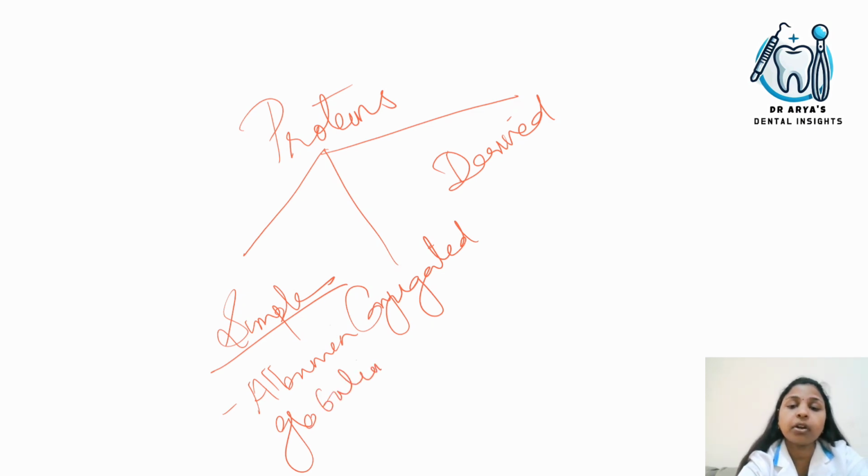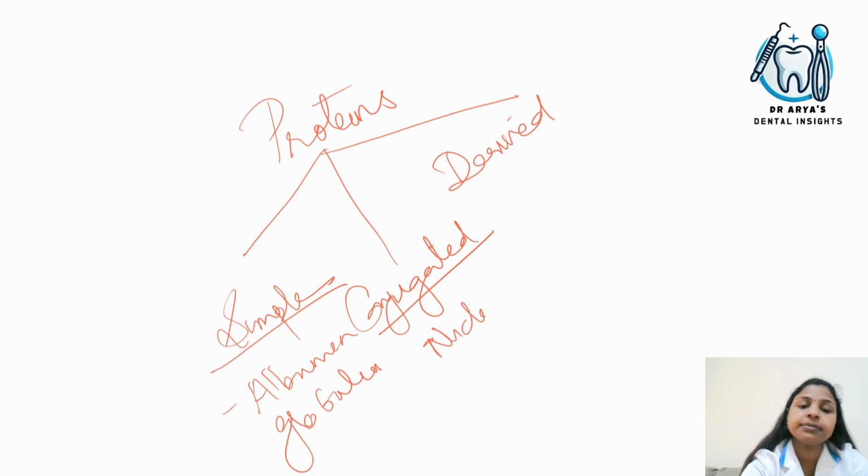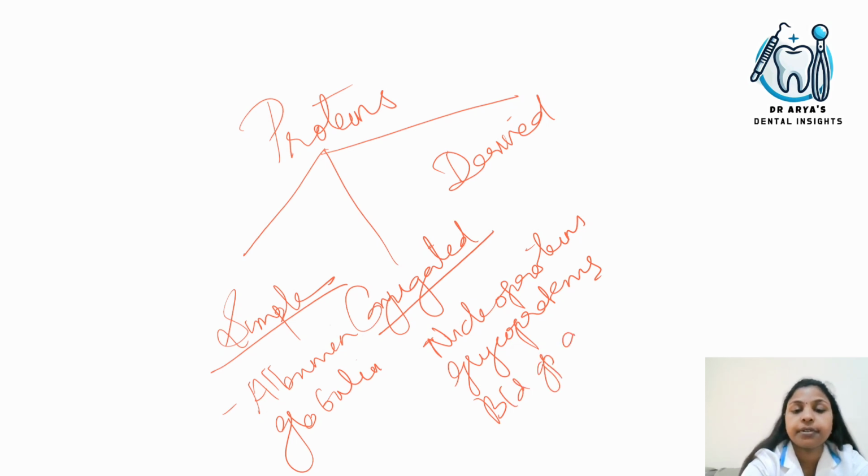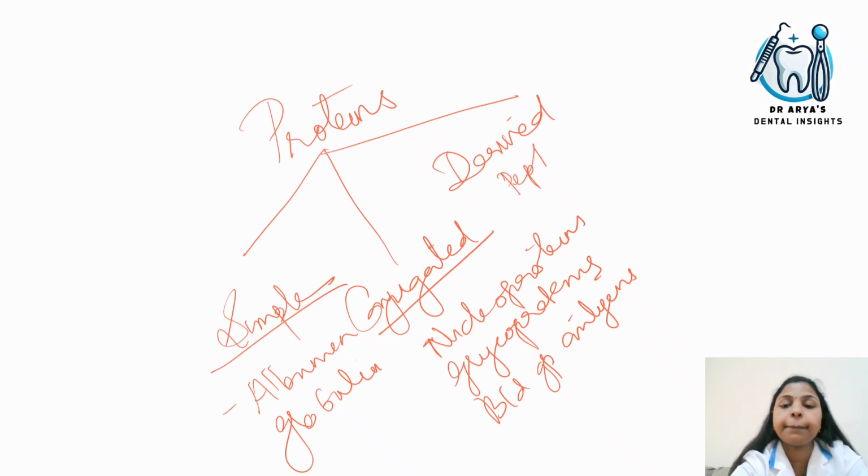And the conjugated proteins examples are nucleoproteins, glycoproteins, and blood group antigens. These are the conjugated proteins. And the derived proteins are peptones and coagulated proteins. So these are the various classifications of proteins.